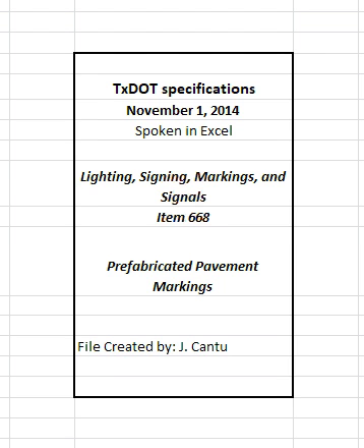Item 668. Prefabricated pavement markings. 1. Description. Furnish and place retroreflectorized or non-reflectorized, contrast, prefabricated pavement markings. 2. Materials. Furnish prefabricated pavement marking materials in accordance with DMS 8240, permanent prefabricated pavement markings.